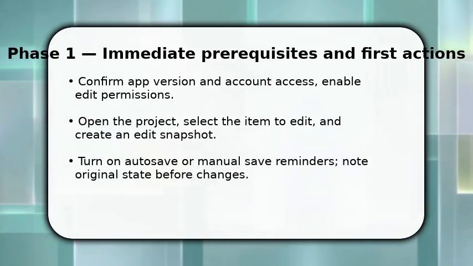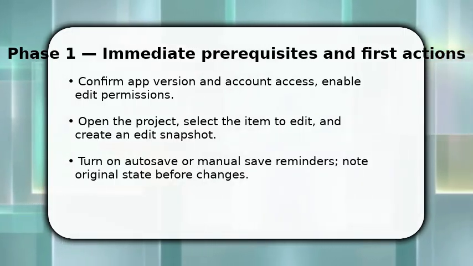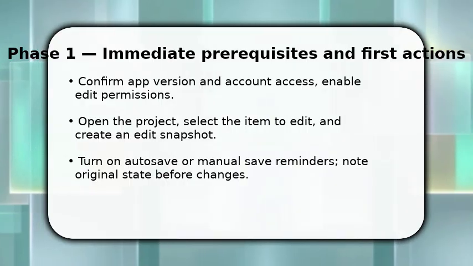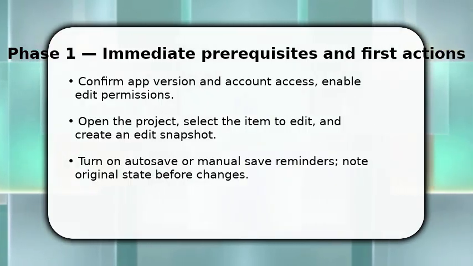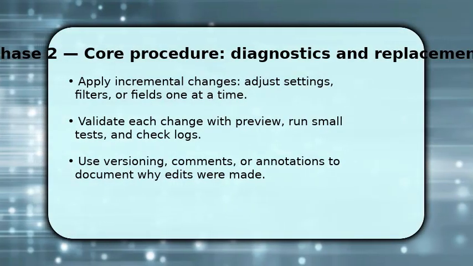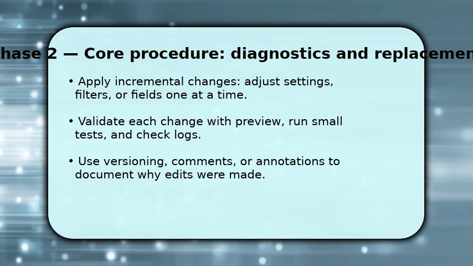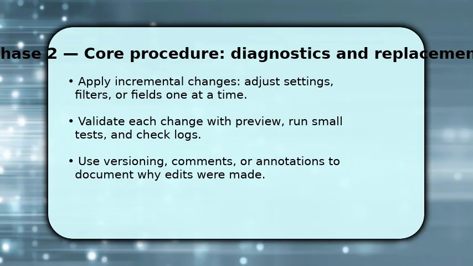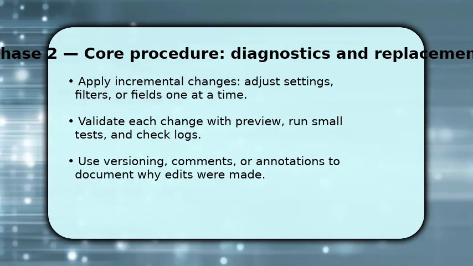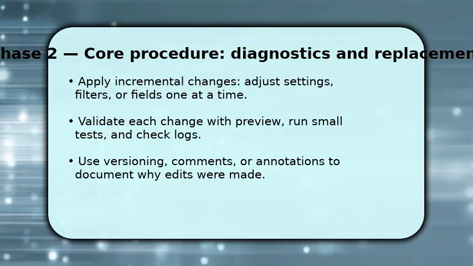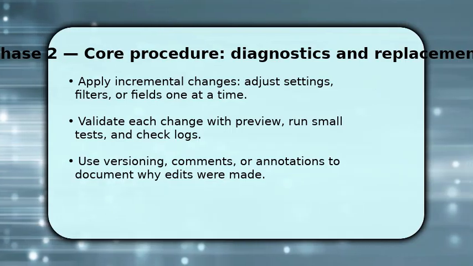You'll also note the original state, take a quick screenshot or export so you understand what changed and why as you proceed. You now execute the complex middle steps by applying incremental changes, not everything at once. This reduces risk. After each tweak, preview or run a small test and inspect logs to confirm outcomes. If a test fails, revert the last change.